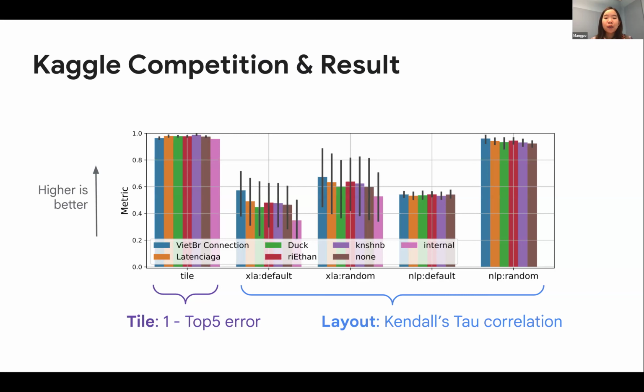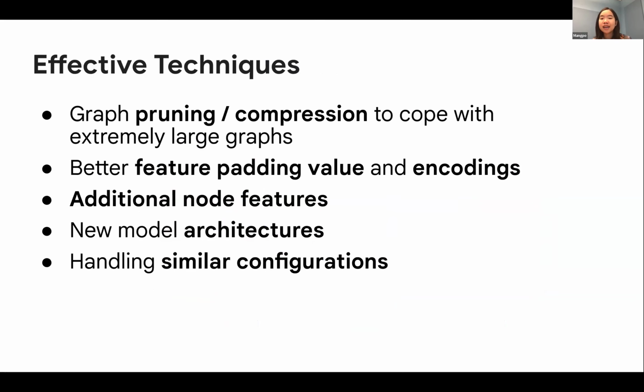So not only did we get discussion and engagement from the community, we also learned really effective techniques from the top winning teams as well. And here I list some of the important techniques that we learned. So as I mentioned before, in the layout optimization problem, we have to deal with very large graphs, right? And it turns out that is one of the biggest challenges: how to make the model learn from these very large graphs effectively.